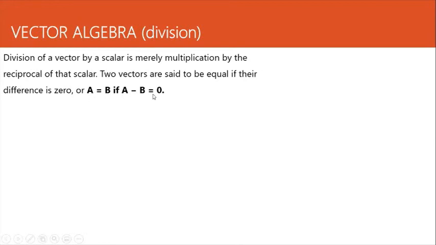Okay, sa division lang kasi is ano lang siya, equal lang din lagi siya sa 0. Kumbaga may summation ng 0. Kumbaga A equals to B, then ilipat mo lang sa kabila to, kaya magiging A minus B equal to 0. Ito na yung magiging vector algebra. Okay, next.